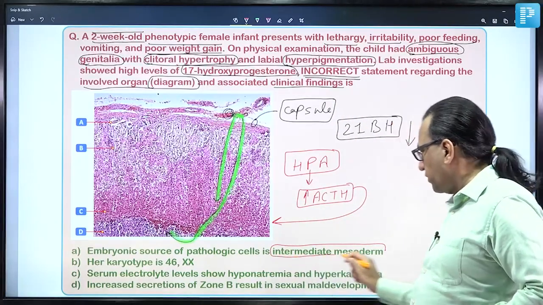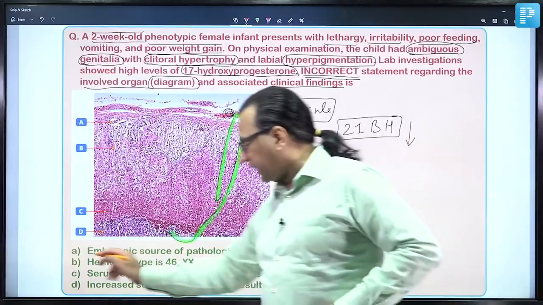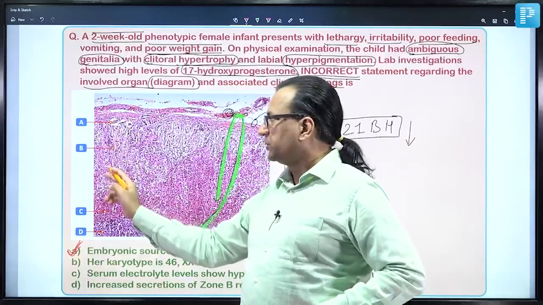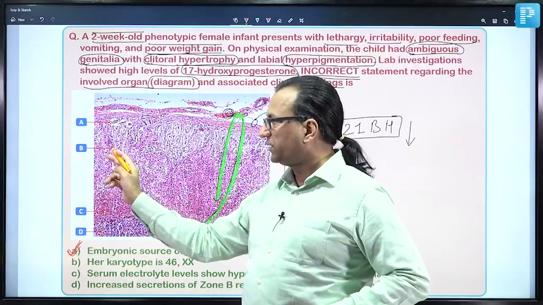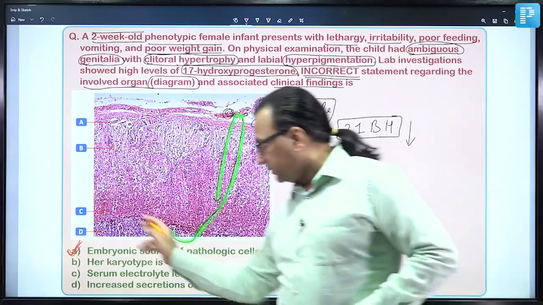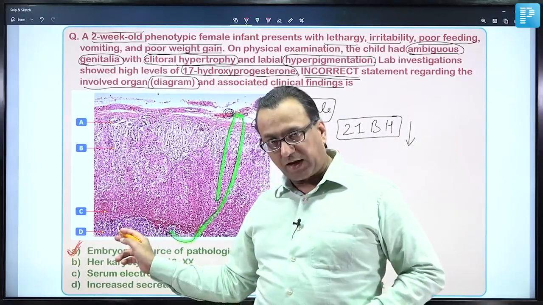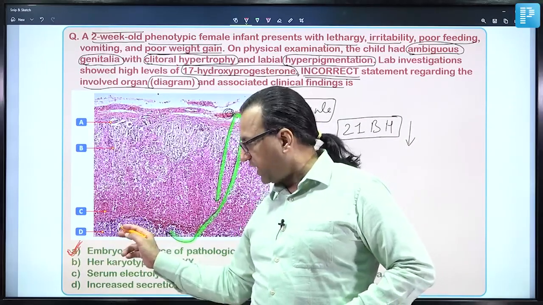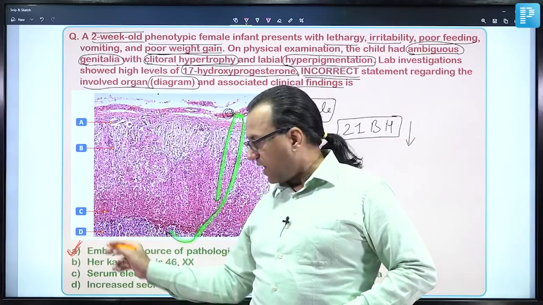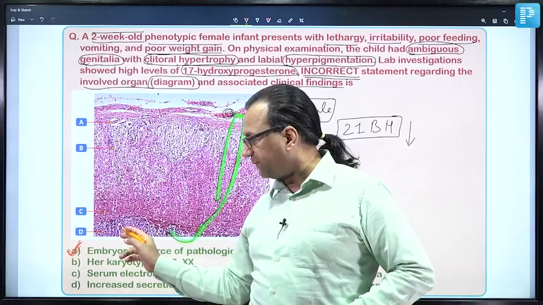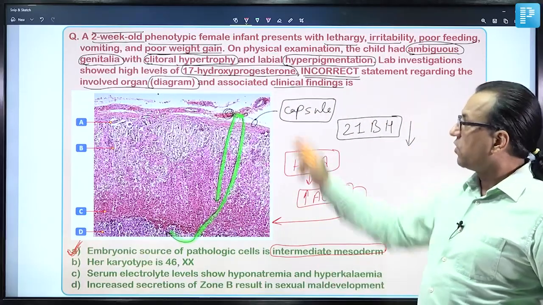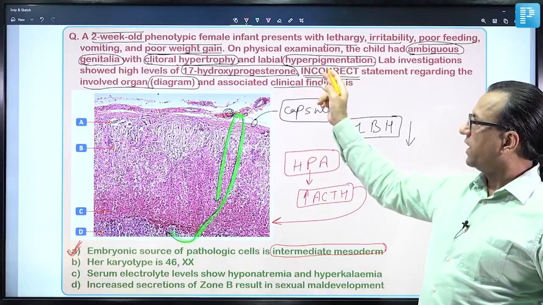Intermediate mesoderm is going to form the adrenal cortex, and there is something wrong with the adrenal cortex, basically starting from zona glomerulosa and fasciculata. Plus, here you should also remember the adrenal medulla, which has some sympathetic neurons, actually comes from neural crest cells. So it is the neural crest cell derived adrenal medulla which will have some sympathetic neurons. Okay, so choice A is fine. It is not the answer because we have to find out the incorrect statement.